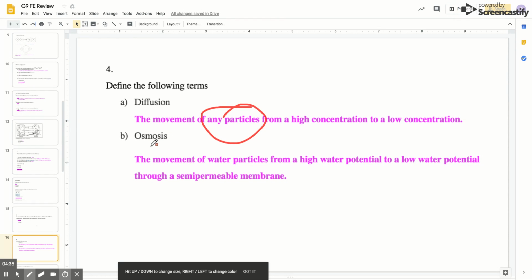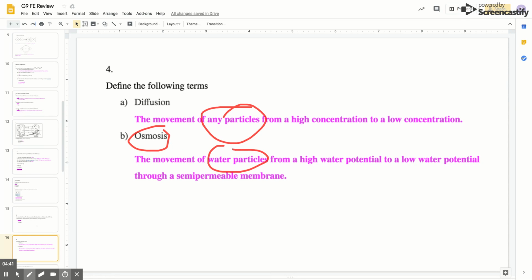Now, what about osmosis? Osmosis is a type of diffusion, but it is only focused on the movement of water molecules or water particles. Right? So do not get confused on this. It's the movement of only water molecules, and this happens through a semi-permeable membrane. In diffusion, it doesn't have to happen through a semi-permeable membrane. In osmosis, it must happen through a semi-permeable membrane.